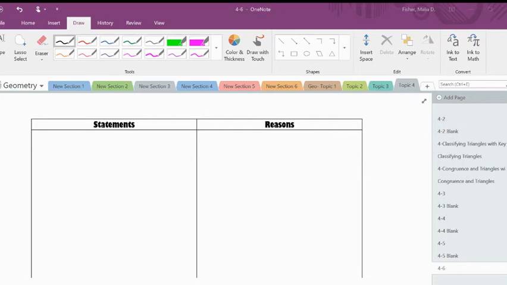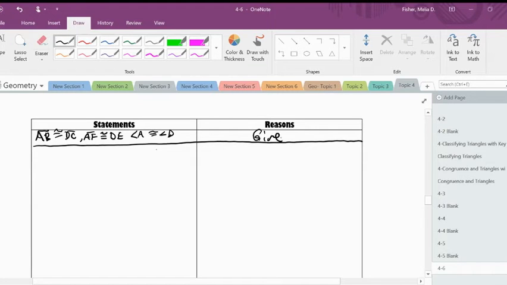We go ahead and say AB is congruent to DC. AF is congruent to DE. Angle A is congruent to angle D. And the reason for that is given.